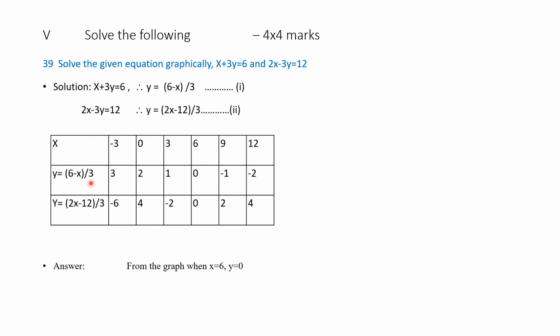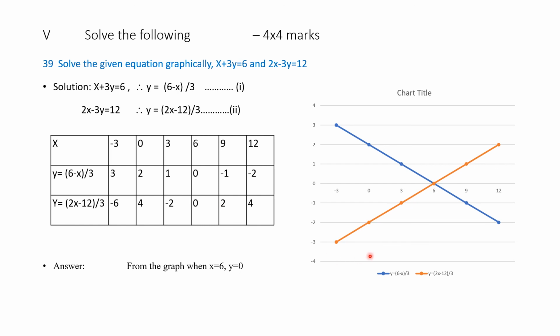So, now this is the second equation. Therefore, y is equal to (2x minus 12) by 3. This is the equation. Here you put the values of x. x is equal to minus 3. That will be minus 6 minus 12, minus 18 by 3, that is equal to minus 6. Similarly, you calculate the value of y in this equation, putting different values. So, we get these values. And we have to plot the graph.